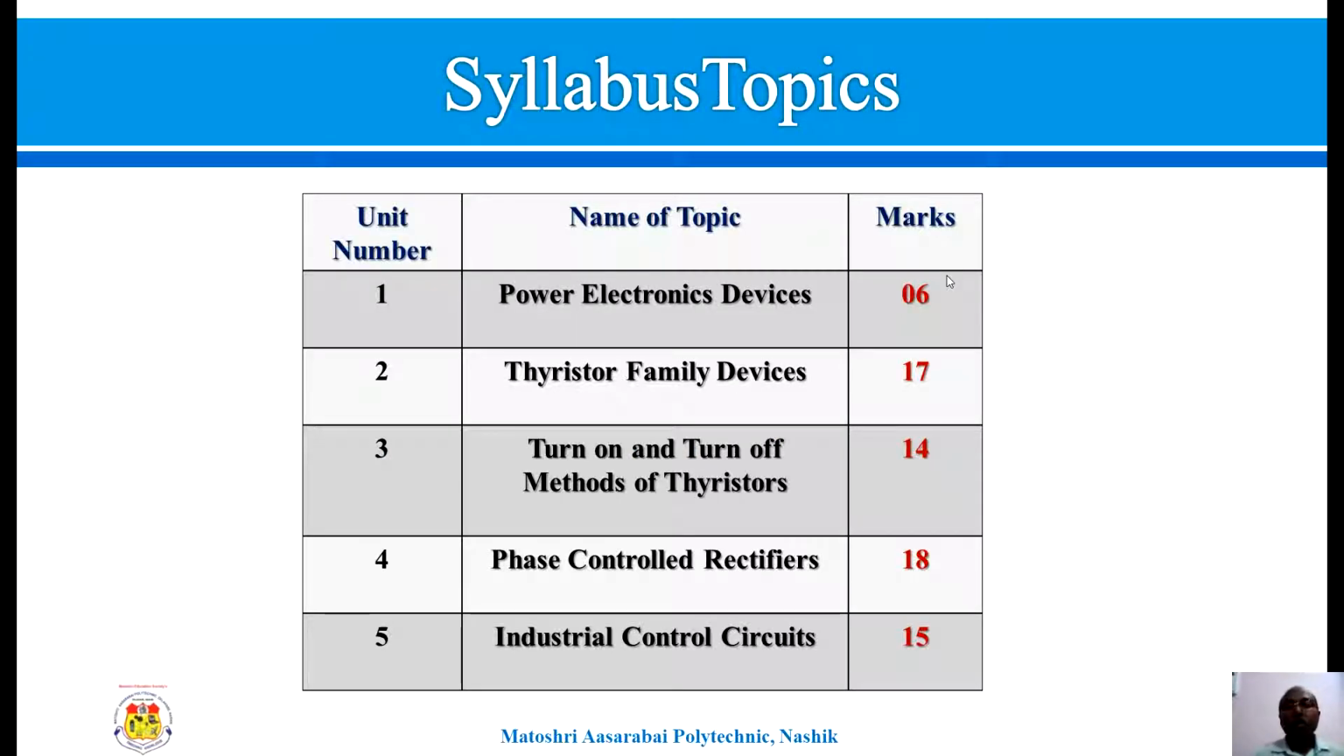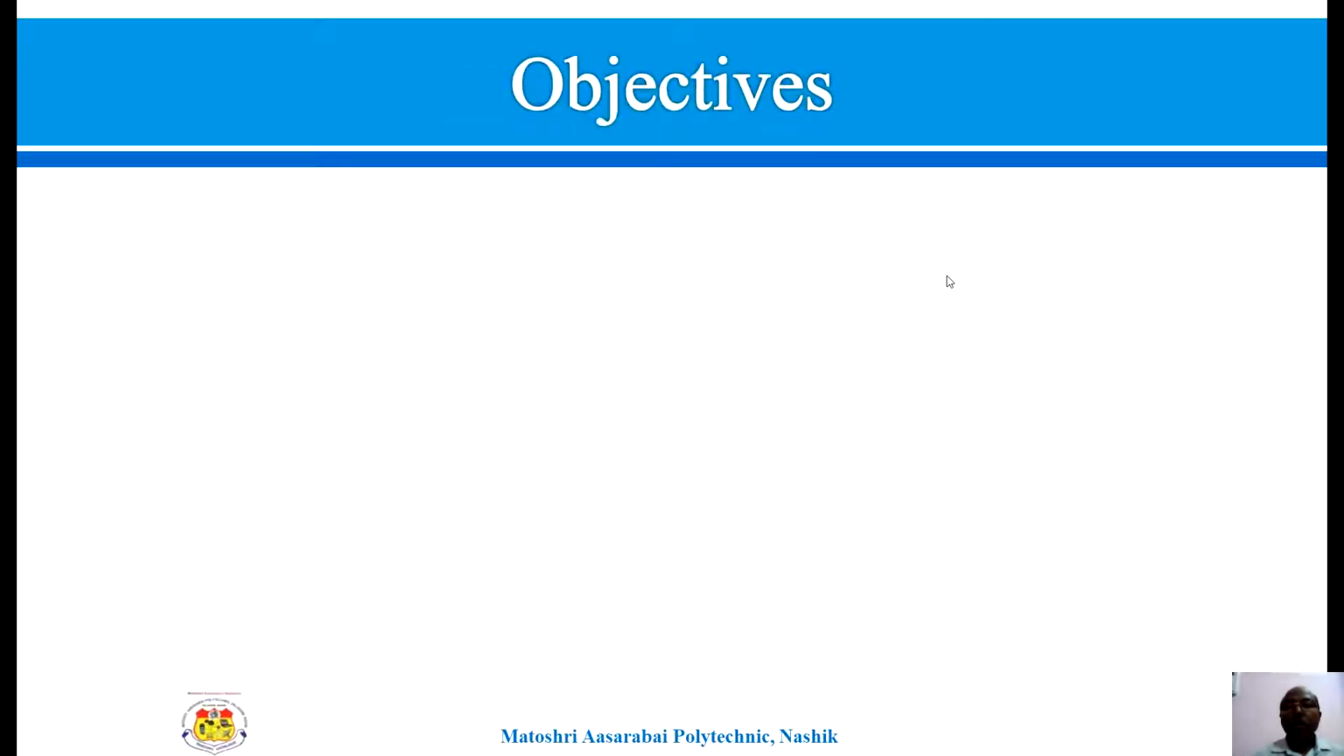Syllabus topics. Unit 1, power electronics devices, it carries 6 marks. Unit 2, thyristor family devices, it carries 17 marks. Unit 3, turn on and turn off methods of thyristors, it carries 14 marks. Unit 4, phase control rectifiers, it carries 18 marks. Unit 5, industrial control circuits, it carries 15 marks.